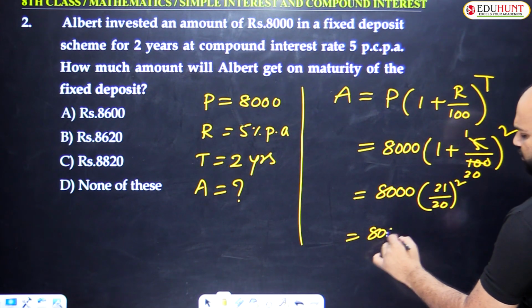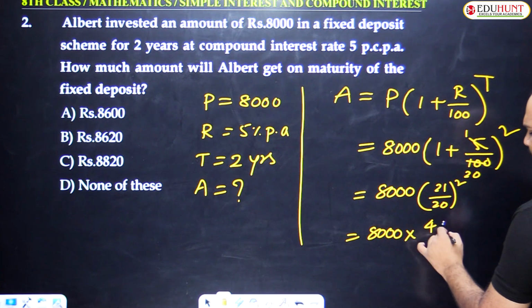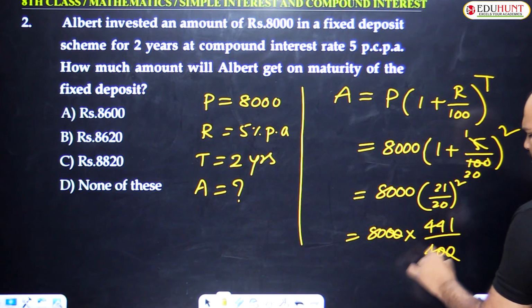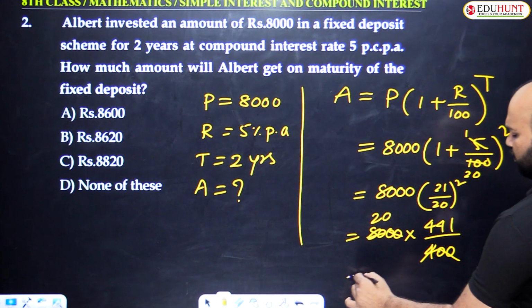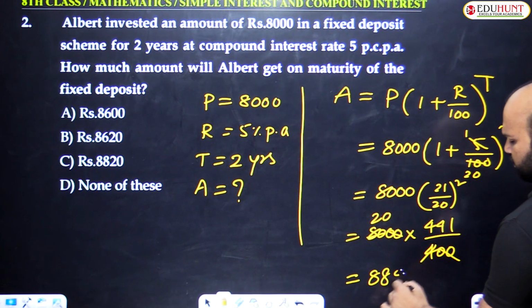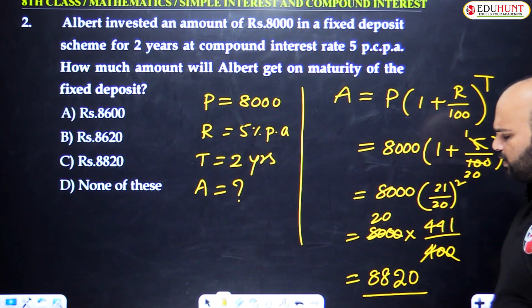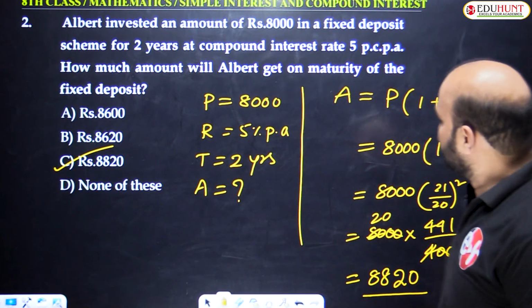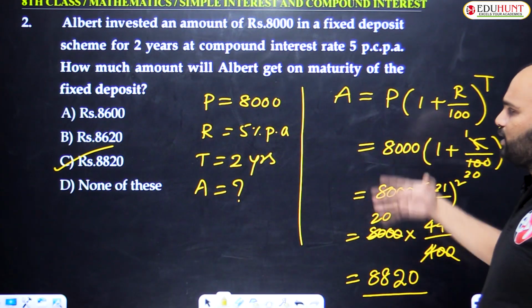So 8,000 into 21 square, 441, over 20 square, 400. 20 cancels, 4 ones are 4, 20 into 441 is 8,820. So this is the amount at the end of 2 years, 8,820. Option C is the right answer. This is actually the school method, the traditional method.